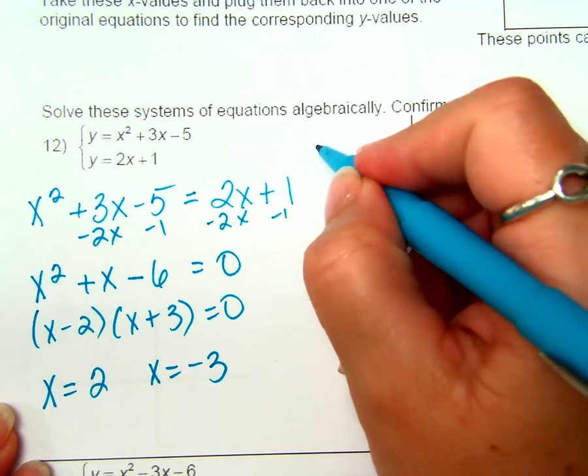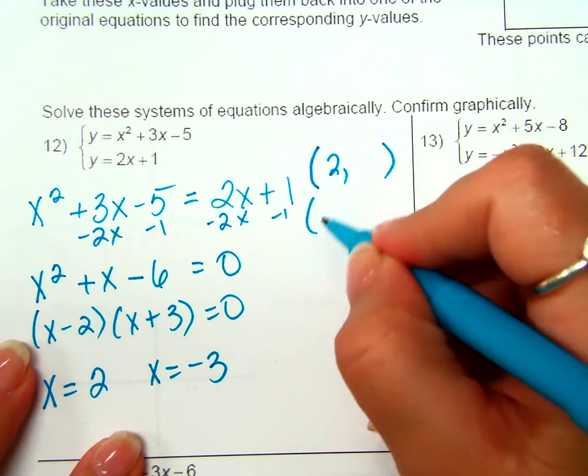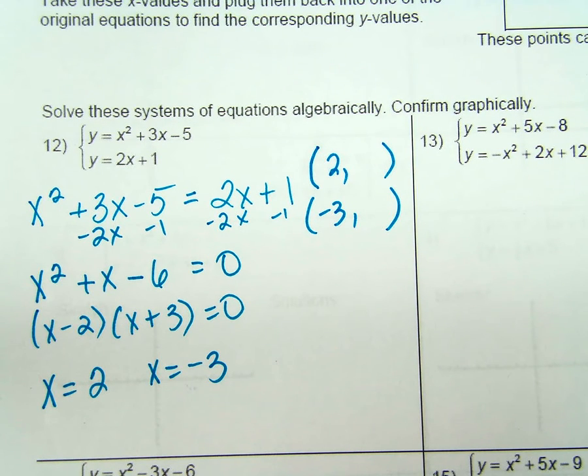X-coordinates of my solutions. So I know my solutions have to look like this: 2, something, and negative 3, something. How in the world am I going to figure out what the y is? Plug it in. Which one? Top or bottom? Bottom. Why bottom? It's easier, right? Shorter. That doesn't make me lazy. That makes me smart because I know which one's easier.